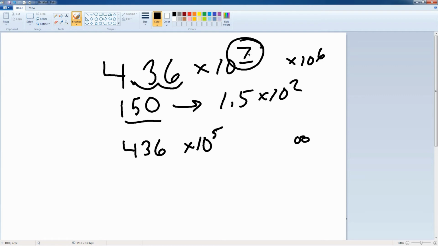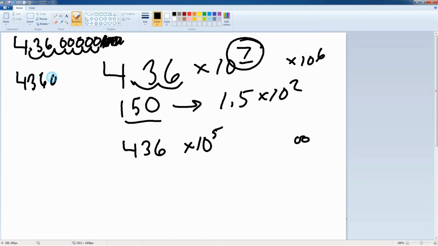If you took all 7 off, you would do this. 4.36. I'll write a whole bunch of spare zeros. And I go 1, 2, 3, 4, 5, 6, 7. So when I'm done, it'll be 4, 3, 6, 1, 2, 3, 4, 5. That's removing all of them. I just took away 2 here.